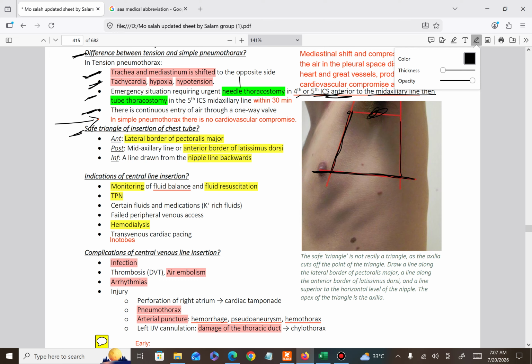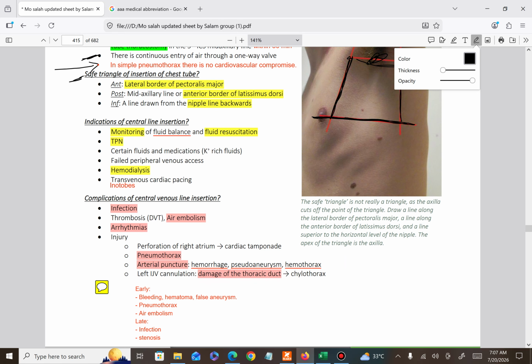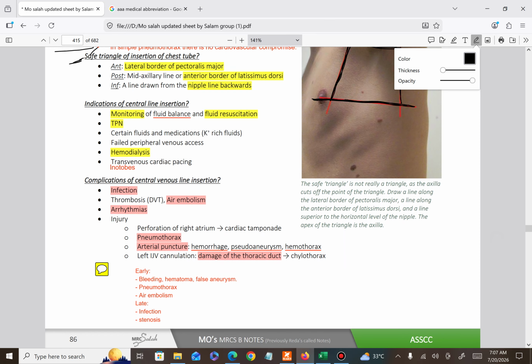Okay, so the boundaries of the safe triangle are: anteriorly the lateral border of pectoralis major, posteriorly the anterior border of latissimus dorsi. Apex is formed by the axilla and the base is formed by the line drawn from the nipple backward. So these are the boundaries.